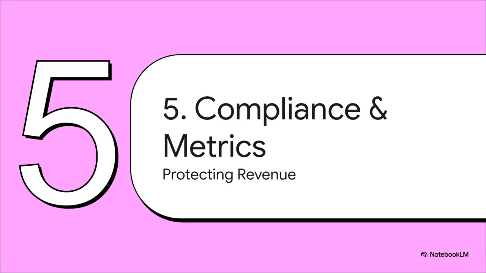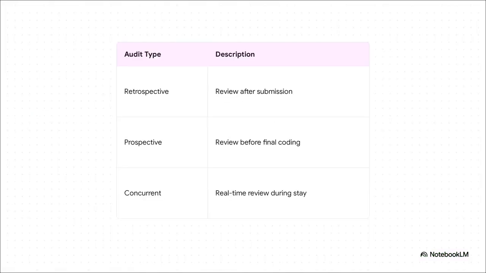Moving to our final section, Section 5, Compliance, Audits, and Metrics. Let's talk about how hospitals protect their revenue. Quality assurance is absolutely non-negotiable in this space. Hospitals use 3 distinct audit methodologies to spot systemic coding errors and stay strictly compliant with Medicare rules. Prospective audits catch errors before the bill even goes out the door. Concurrent audits happen real-time while the patient is in the bed, validating things like present on admission status. And retrospective audits look back at already paid claims to find trends and prevent future denials.